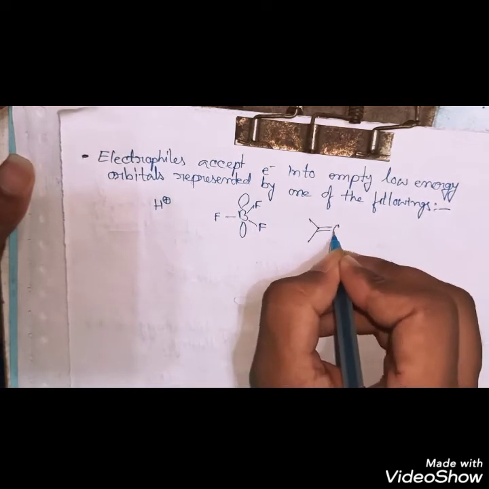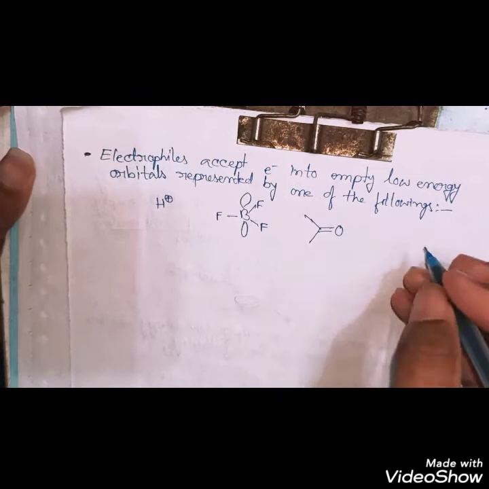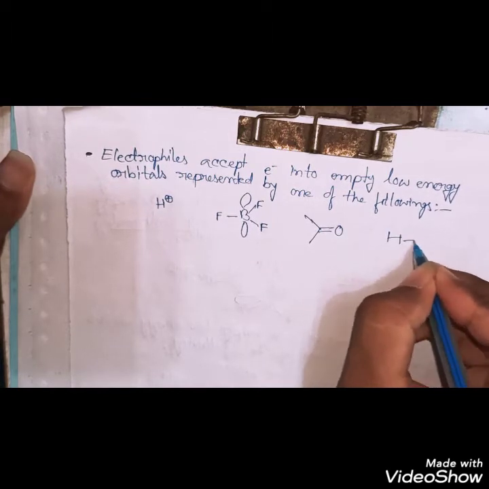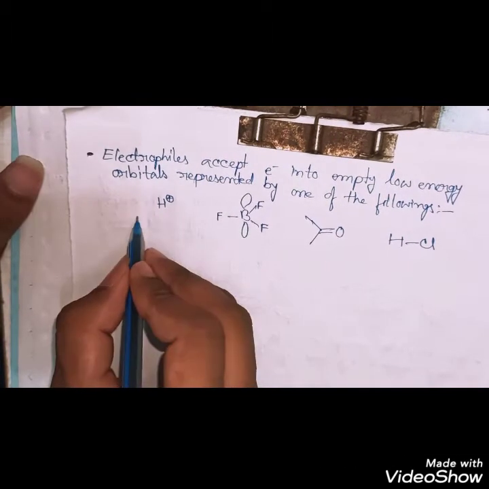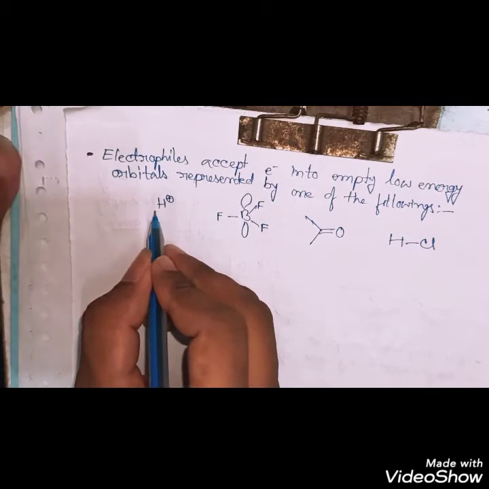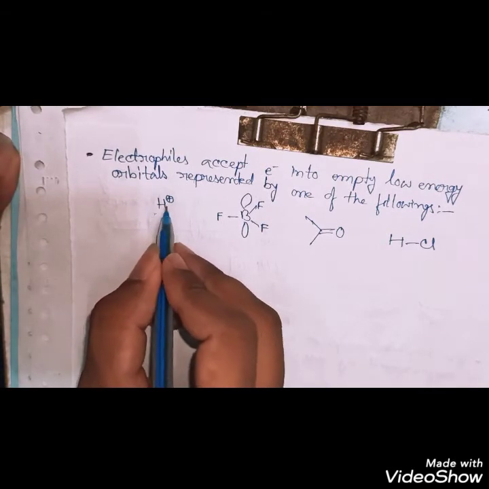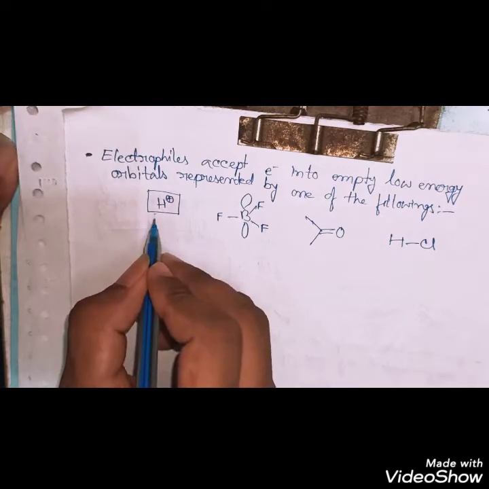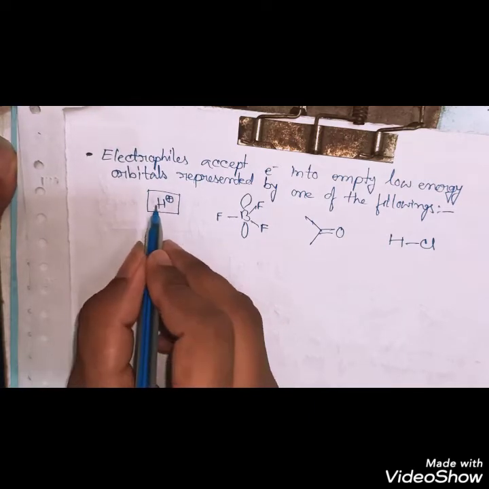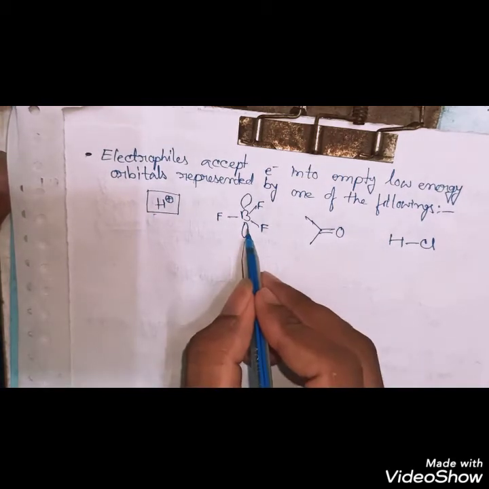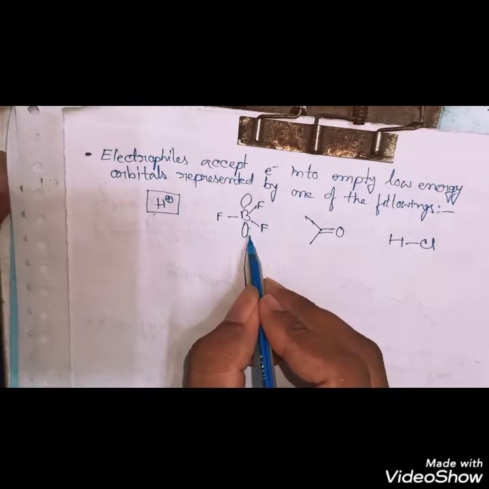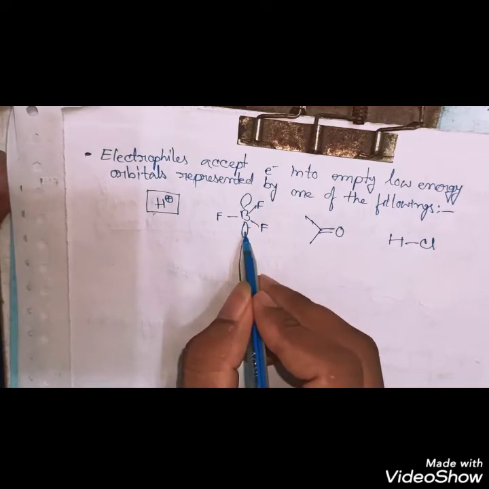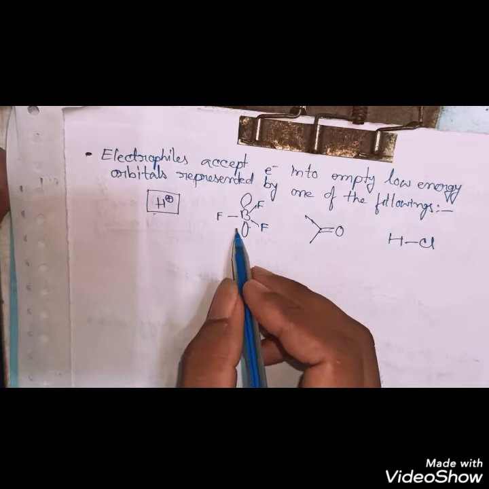Carbonyl group compound and HCl. So this is a positive charge representing an empty orbital. You can write these words: a positive charge representing an empty orbital. This is a neutral molecule with an empty p orbital.